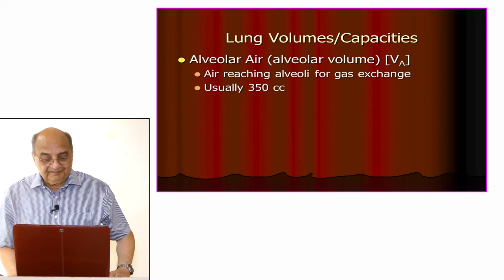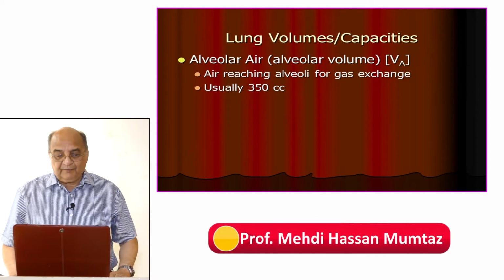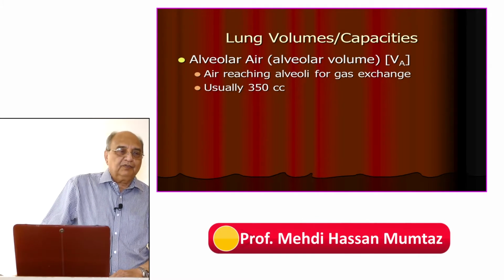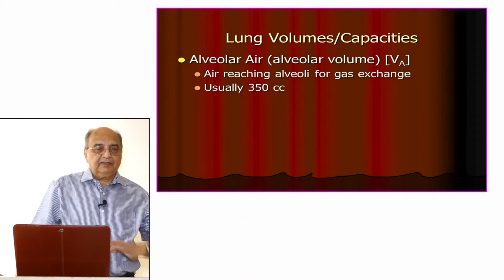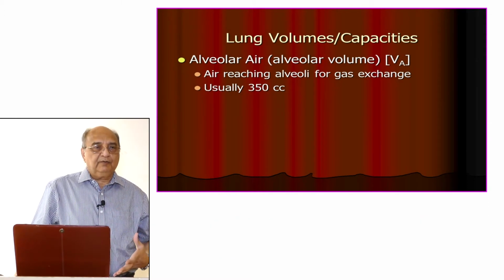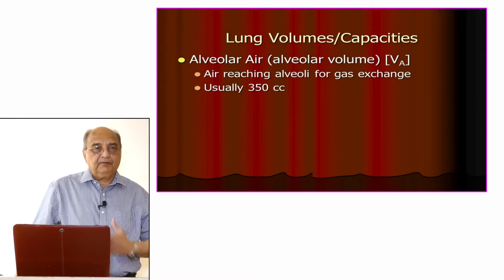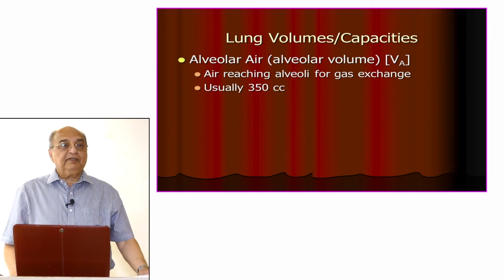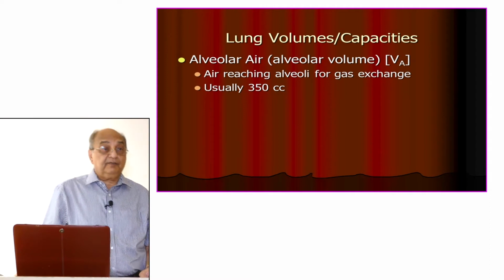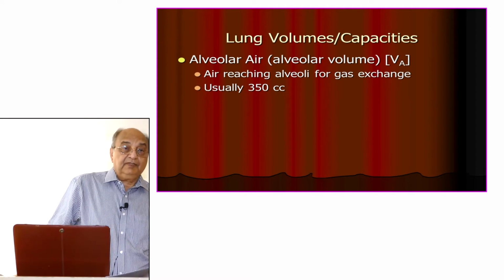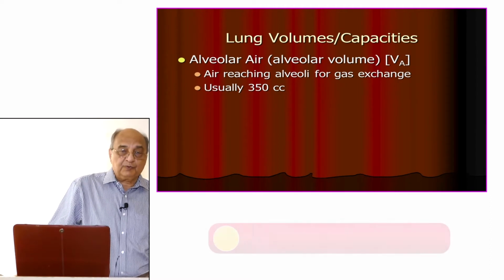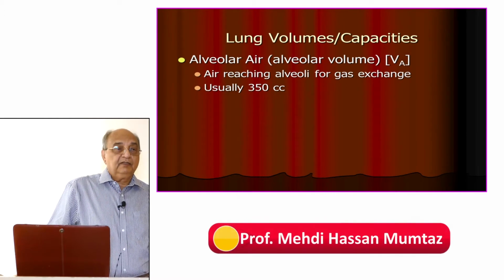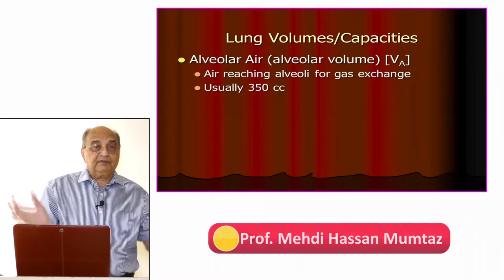Alveolar air is the air reaching the alveoli for gas exchange. So that is 1/3 in the dead space, 2/3 into the alveoli, or the place where gas exchange takes place. It is usually 350 cc out of 500, right? Of 500, 150 remains in the dead space, and 350 goes into the diffusing area of the respiratory system.